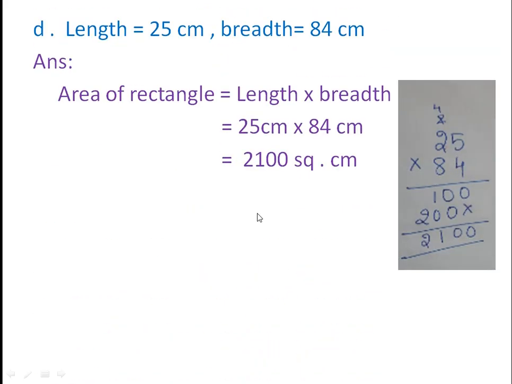Okay. Next D. Length is equal to 25 centimeters, breadth is equal to 84 centimeters. Write down the statements like this. First, to recollect, the area of the rectangle formula is length into breadth, means length multiplied with breadth. Length value is 25 centimeters, multiplied with 84 centimeters, the breadth. 25 84s are 2100 square centimeters is the answer for this problem. Like this, we should calculate the area of the rectangle.